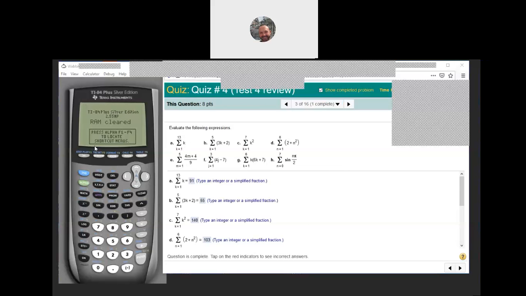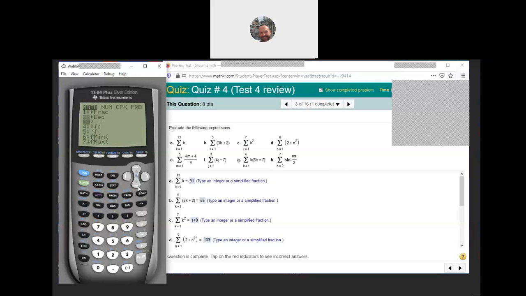Now your calculator has this feature. If you go to the math button, and you scroll down, you will see summation right there. Now hopefully you have the 84 calculator. If you do, you'll see exactly the summation notation. And all you do is fill in the blanks.